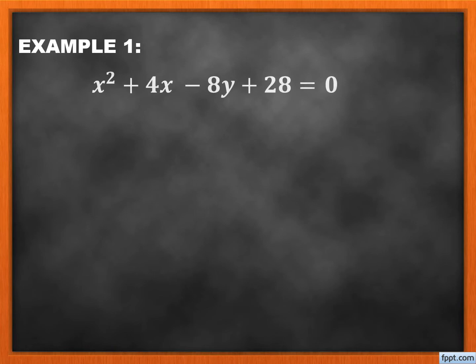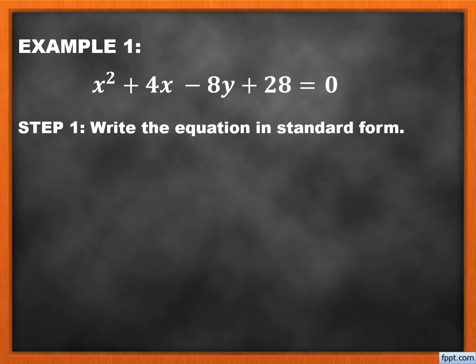Now, let us have our first example. Our equation is x squared plus 4x minus 8y plus 28 equals 0. For the first step, we're going to write this equation in standard form.